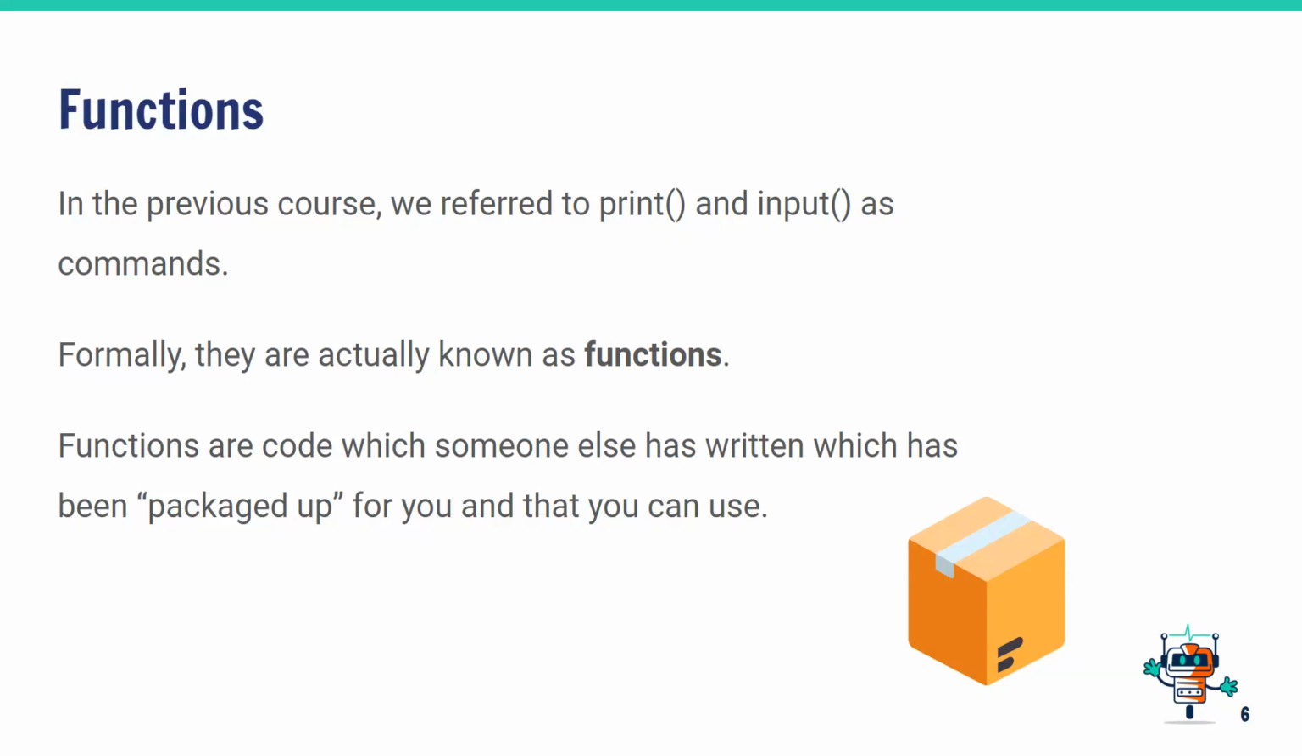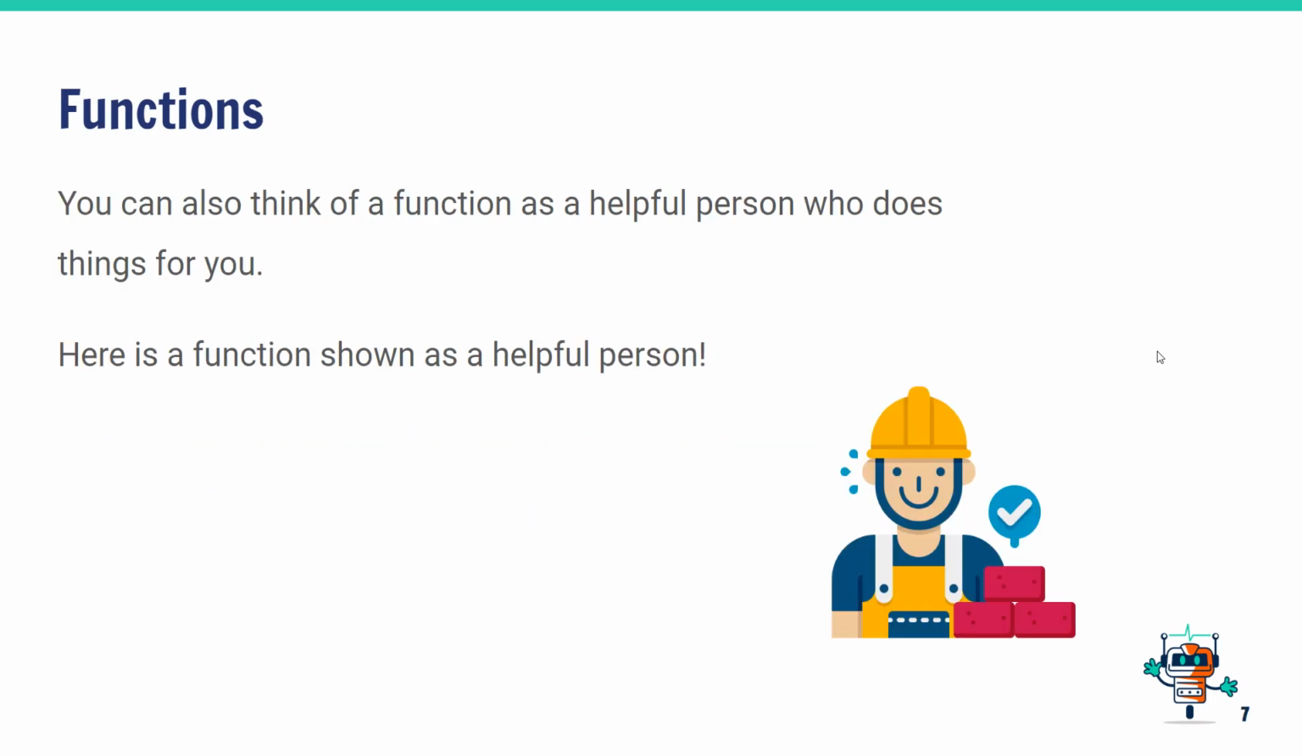In the previous course, we referred to print and input as commands. Formally though, they are actually known in Python as functions. Functions are code which someone else has written, which has been packaged up for you, and that you can use in your own code. You can think of a function as a very helpful person who does things for you.